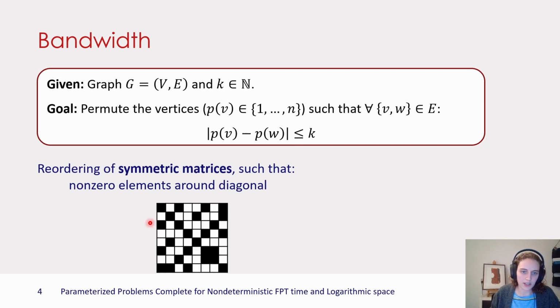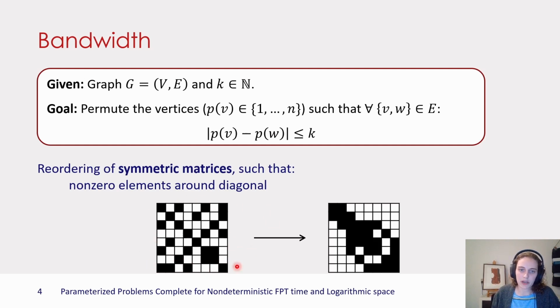So for example, you might have this symmetric matrix, and then by reordering the indices, you could get something that looks more like this, where you can see everything that is black. Black here indicates a non-zero element, and here all the non-zero elements are around this diagonal. And then how far they are from the diagonal, that's this parameter k that we're talking about. So this is roughly bandwidth.